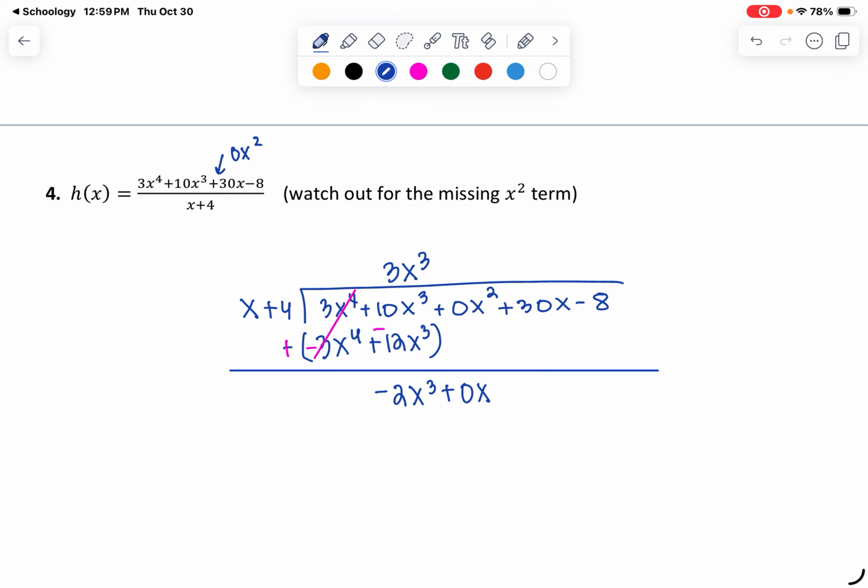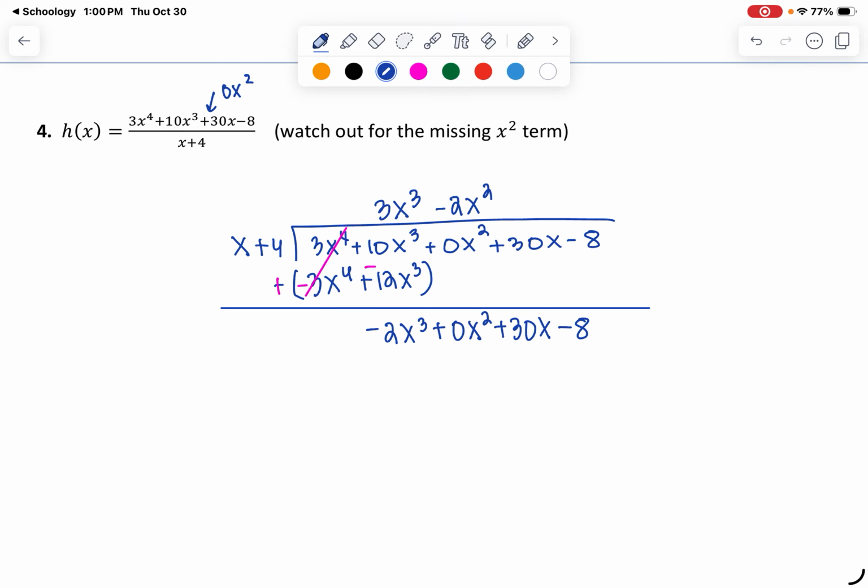Drop your 0x squared, drop your 30x, drop your -8. Start over from the beginning. What do I multiply x by to get a -2x cubed? That's -2x squared. So I'm going to write -2x squared here. So that's why it's important to put that 0x there. It's that placeholder spot. Okay? -2x squared times x is -2x cubed. -2x squared times 4 is -8x squared.